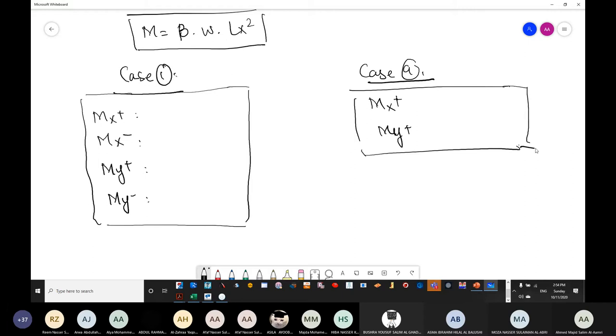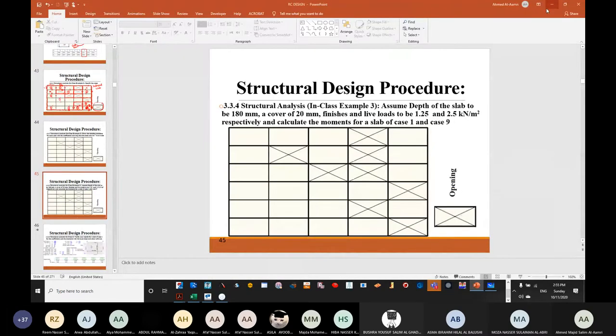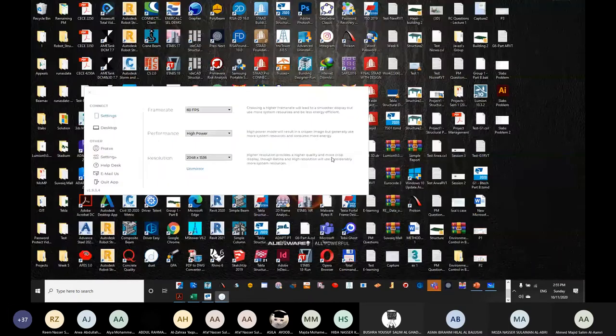Now the problem says that Lx is equal to 6 meter, while Ly was 9 meter. So one of the data has been given, which is Lx, 6 meter. Now we need to get the betas, and we need to get the value of the moments. Now let us go and see.